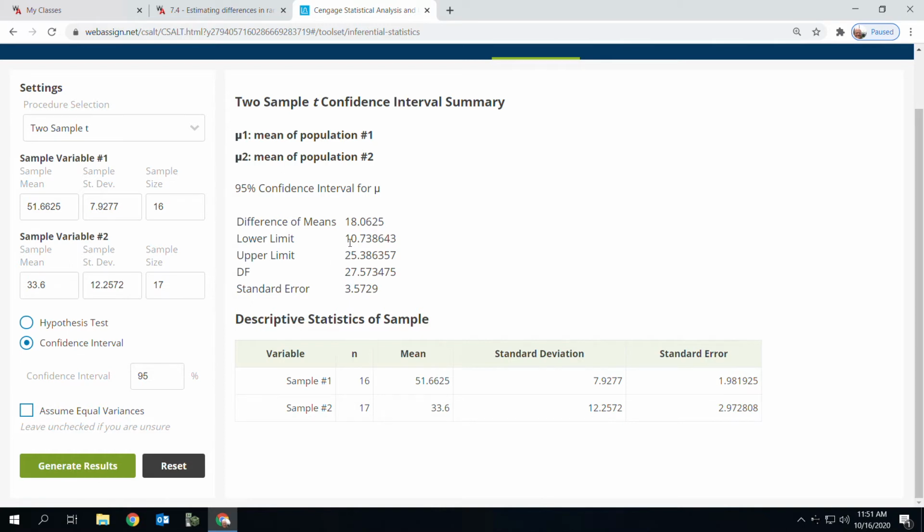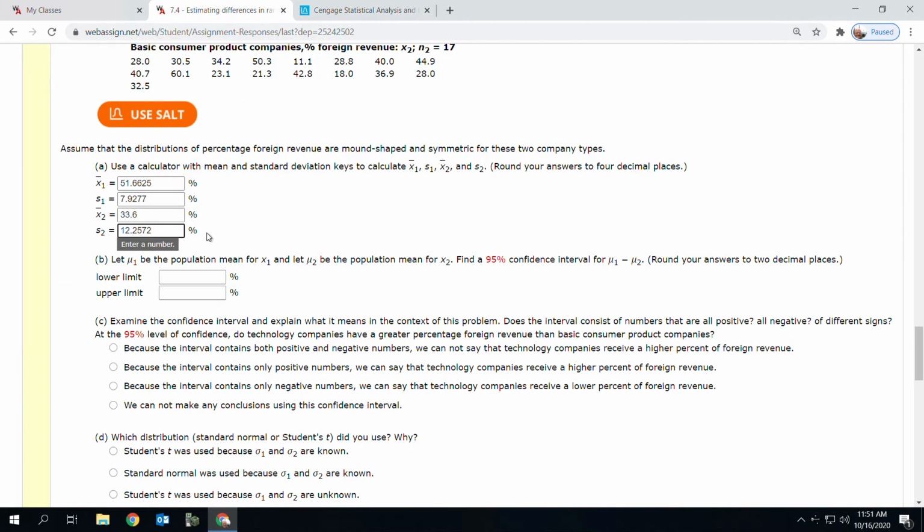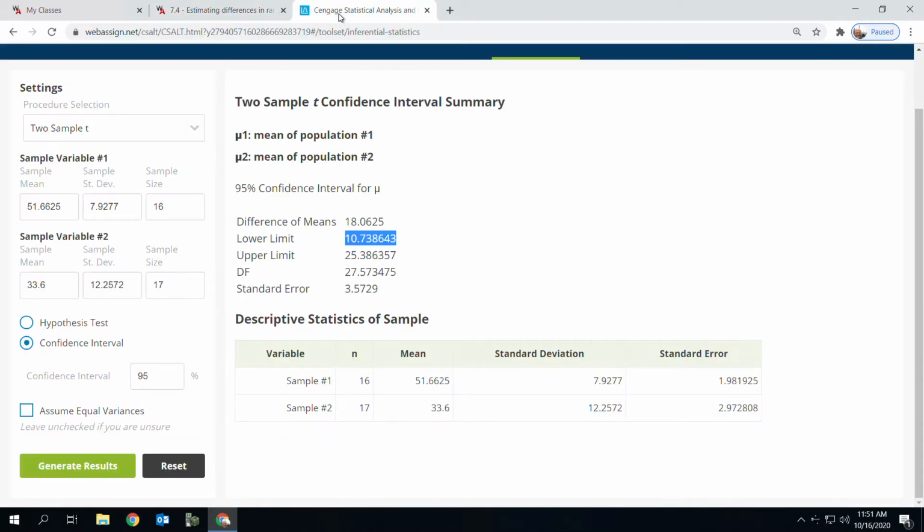We have a confidence interval in the differences, group 1 minus group 2, of 10.739. That's the lower limit, to 25.386. I'm just writing these down, y'all. You can actually copy and paste. That's our lower. This is our upper.